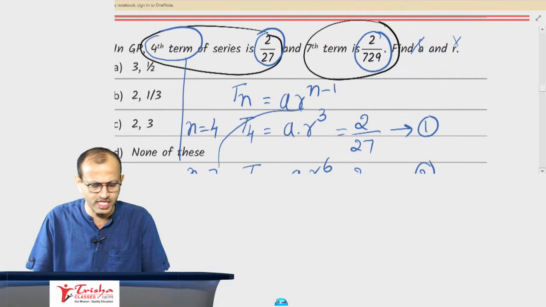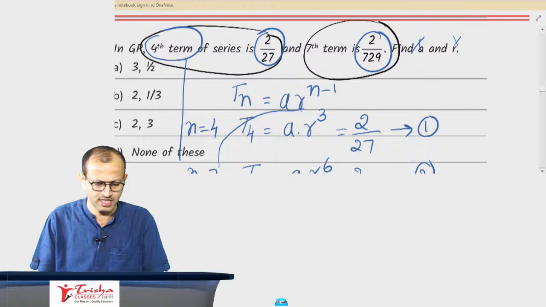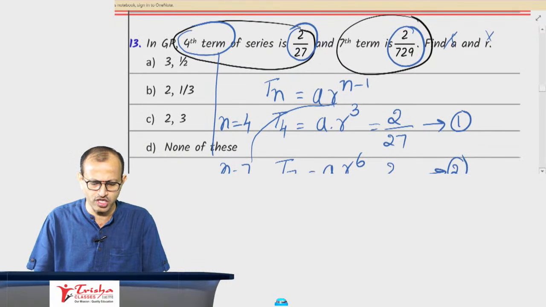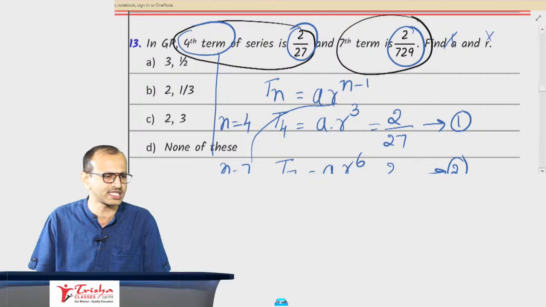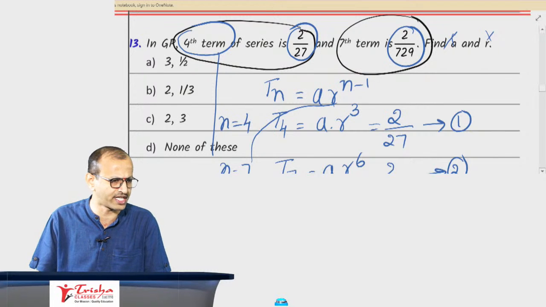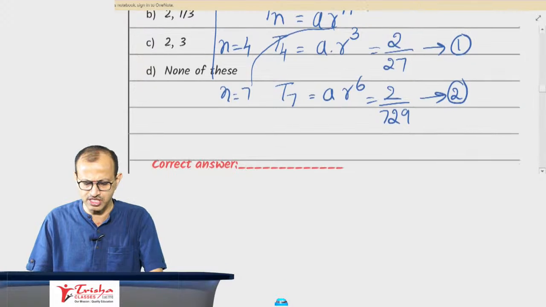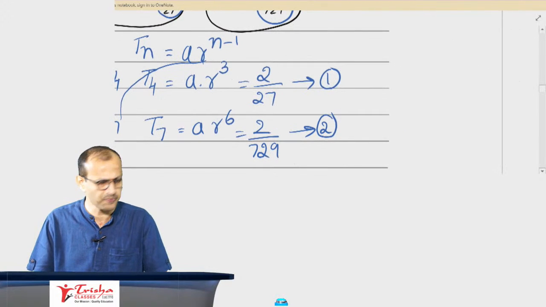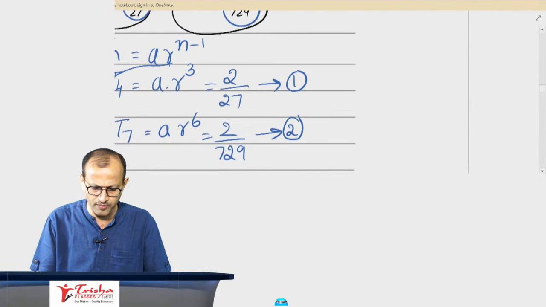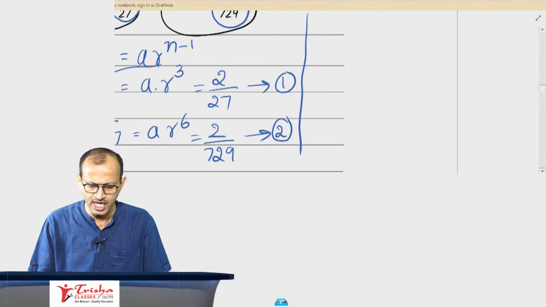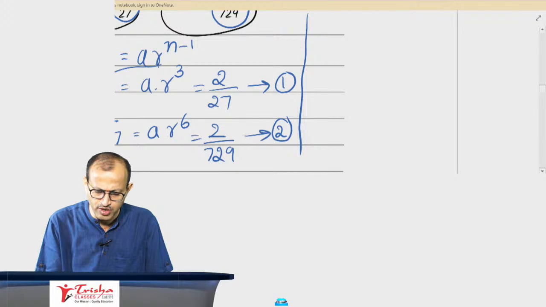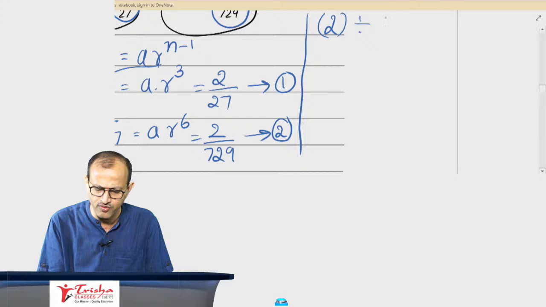So, is that question taken? Please quickly. This is the question. Fourth term, you just write T4 is equal to 2 by 27. T7 is equal to 2 by 729. What is A? What is R? I am just solving here. Next step, as you have made out here, T4, T7. I will do 2 by 1. Sir, why 2 by 1? Why not 1 by 2?